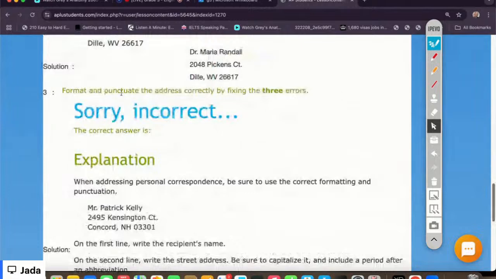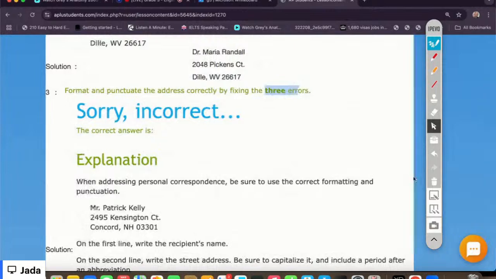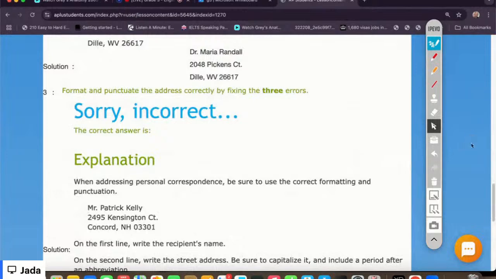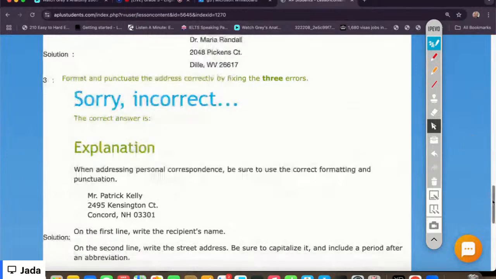All right, so this one is punctuate the address correctly, with three errors. This is the same one that we had earlier, so it's basically the same thing.